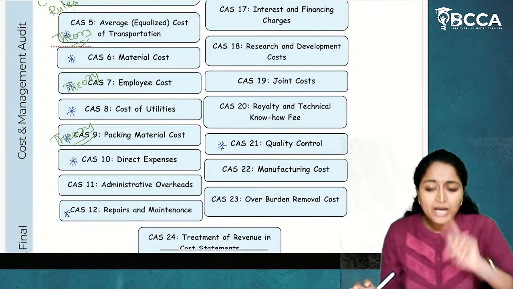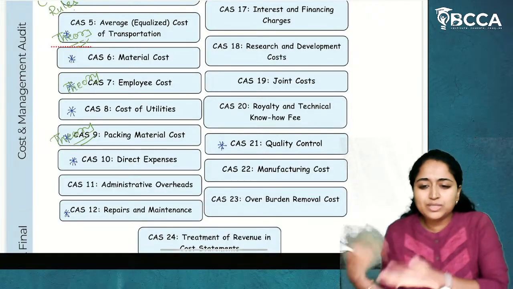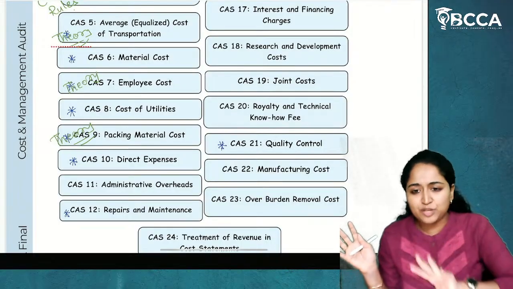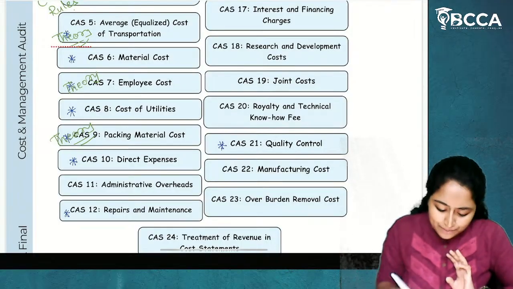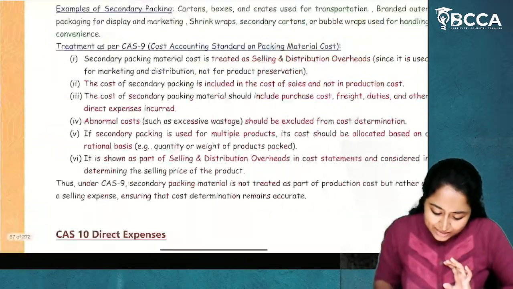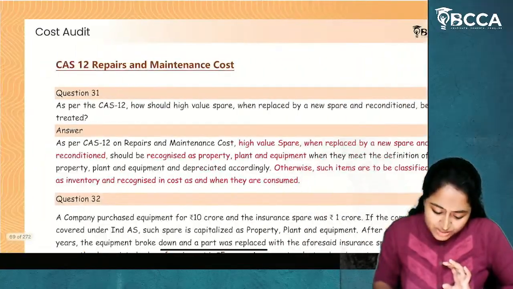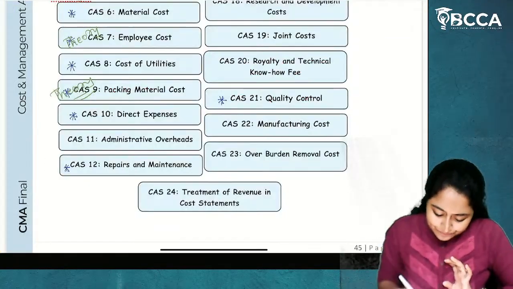You can remember that. Packing material cost: primary packing, secondary packing, and reusable packing material cost. We have 3 types of packing material. So, you have to remember that point. That is important for CAS 9. And CAS 10, direct expenses. Regarding direct expenses also, no theory question is there. So, you need not remember that.